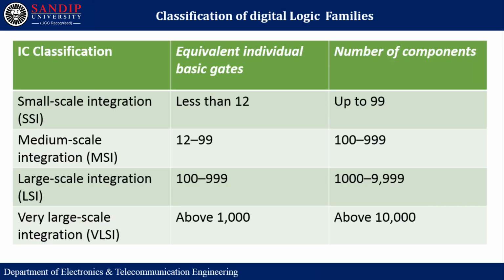Classification of digital logic families based on this table. In this, the first column explains the IC classifications. In the second column, we are going to see equivalent individual basic gates, and the number of components in the third column. Starting with the first one, SSI, that is small scale integration, it requires less than 12 gates and the number of components up to 99. In medium scale integration, MSI, it requires 12 to 99 gates, and the number of components varies between 100 to 999.